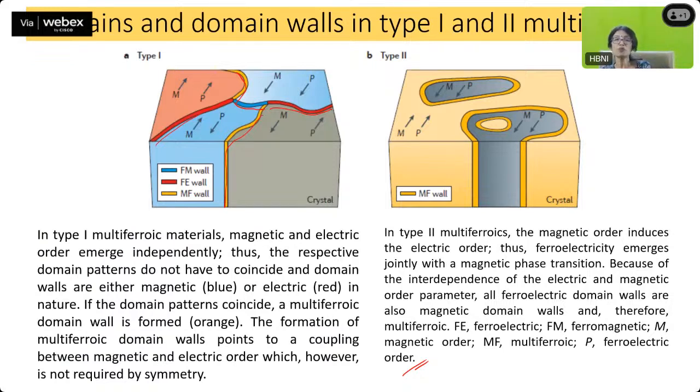So comparing type 1 to type 2, in type 1 the presence of multiferroic domain walls is very, very little and thin, whereas in case of type 2 multiferroics, the multiferroic domain wall is clearly visible. All over, what you see is basically a multiferroic domain wall.